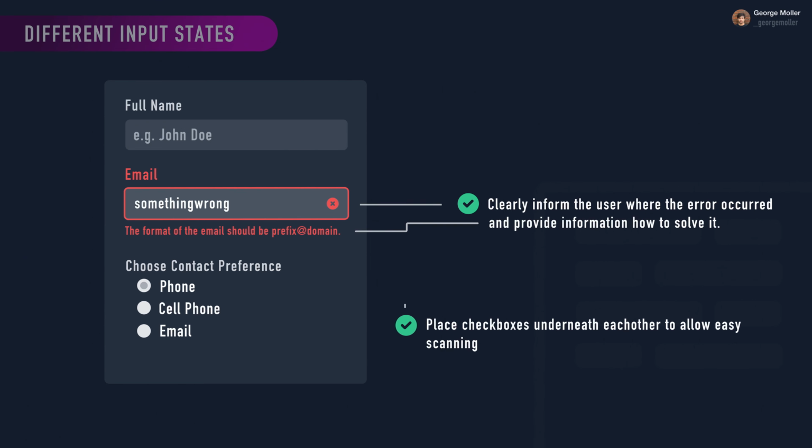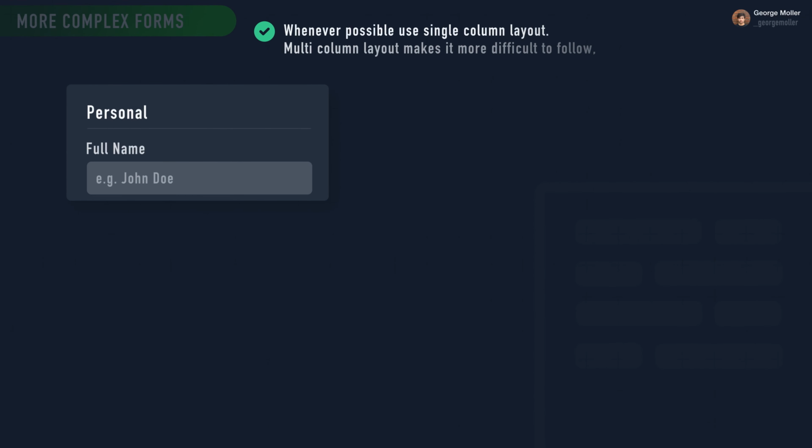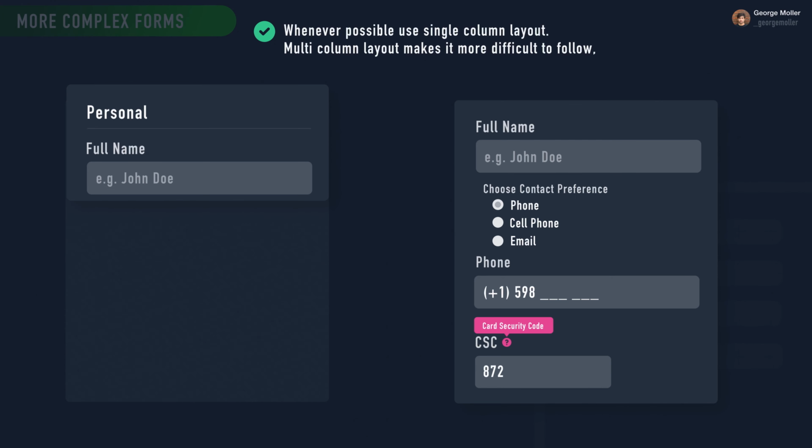Checkboxes are a great way to add the ability to choose between options. Just remember to place them underneath each other to allow easy scanning of this. In more complex forms, prefer using a single column layout instead of a multi-column layout, as the latter makes it a bit more difficult to follow.